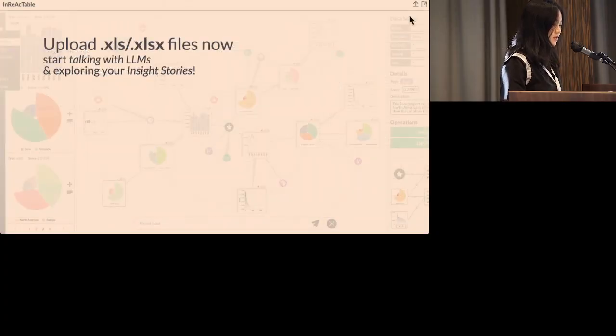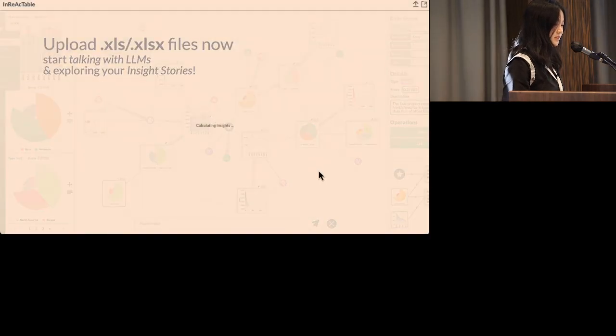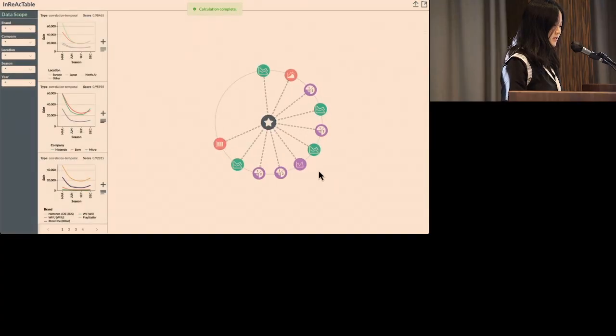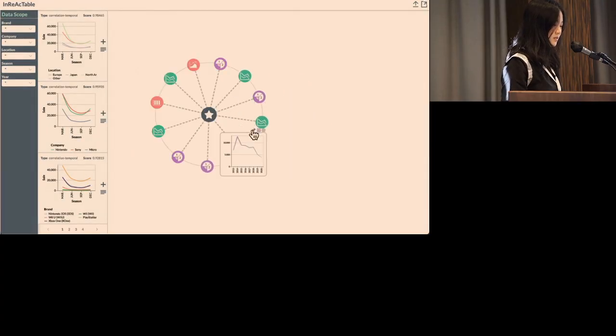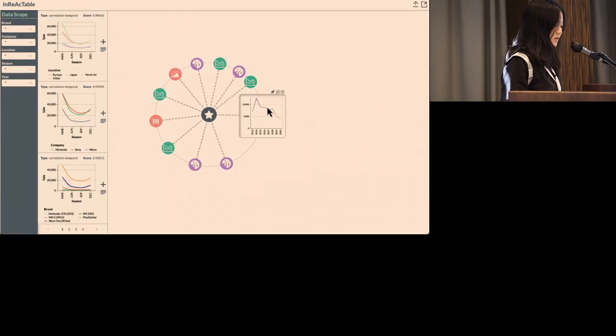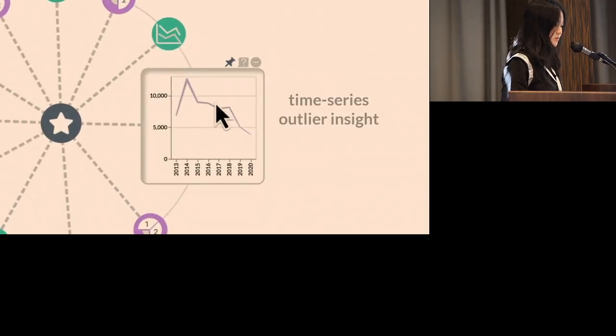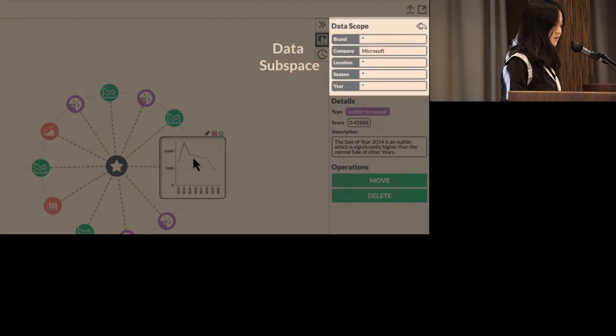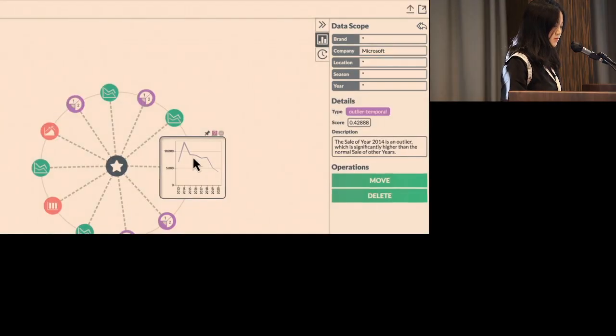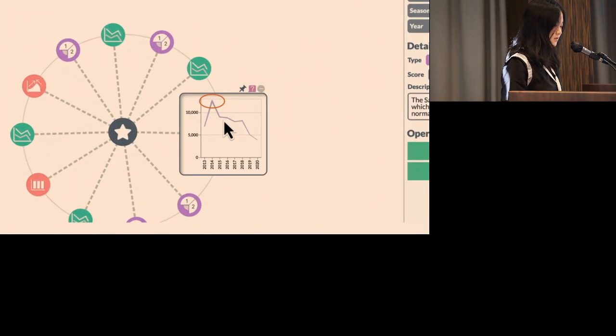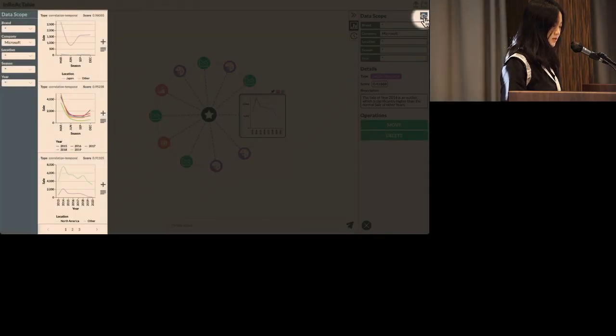The video shows the first analysis stage of the use case. After uploading the table, the system conducts automatic insight extraction, recommending several data insights to inspire the initial exploration. The analyst began with a time series outlier insight, which is derived from the subspace company equals Microsoft, which revealed a significant sales outlier of Microsoft in 2014 and followed by a continuous decline.